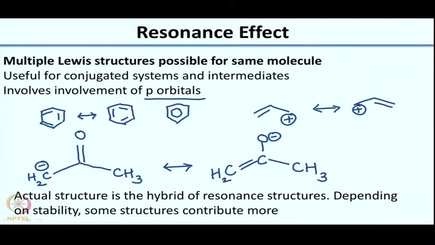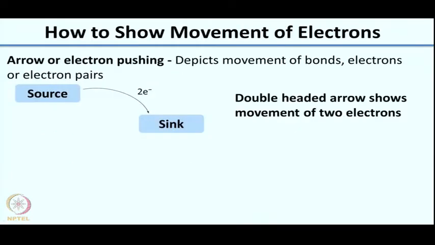Now, do you actually need to memorize all these structures to be able to write multiple Lewis structures? No, these are very logical and you just need to remember how to show movement of electrons. One convention to show movement of electrons is what is called arrow pushing or electron pushing. This depicts movements of electrons or electron pairs. How do you show the movement of electrons? This is very useful in writing multiple Lewis structures in a very systematic way.